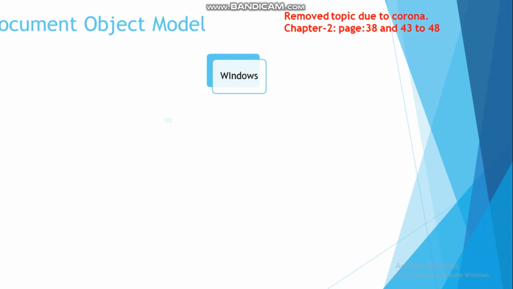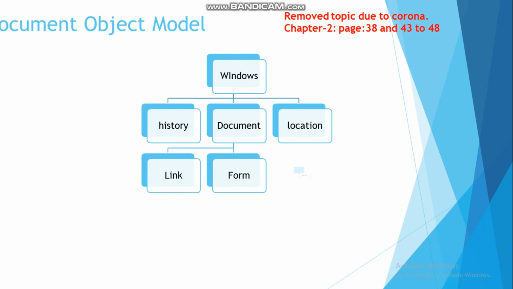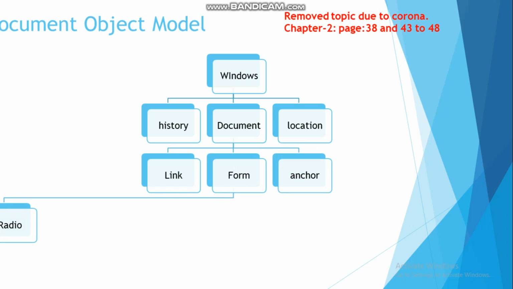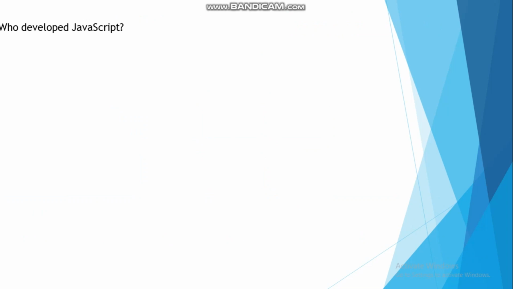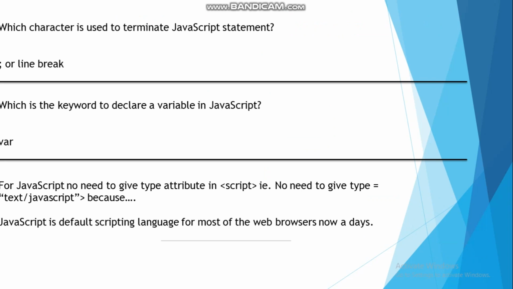We also saw document object model. Remember, this is not in your course, in your syllabus. So in this year they are not going to ask page number 38 and page number 43 to 48 in JavaScript chapter number 2. So we also saw a few questions regarding JavaScript.